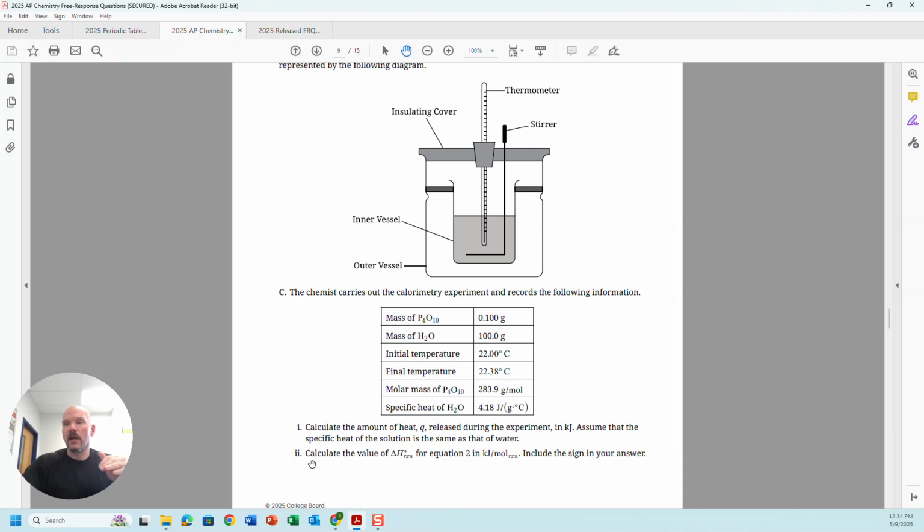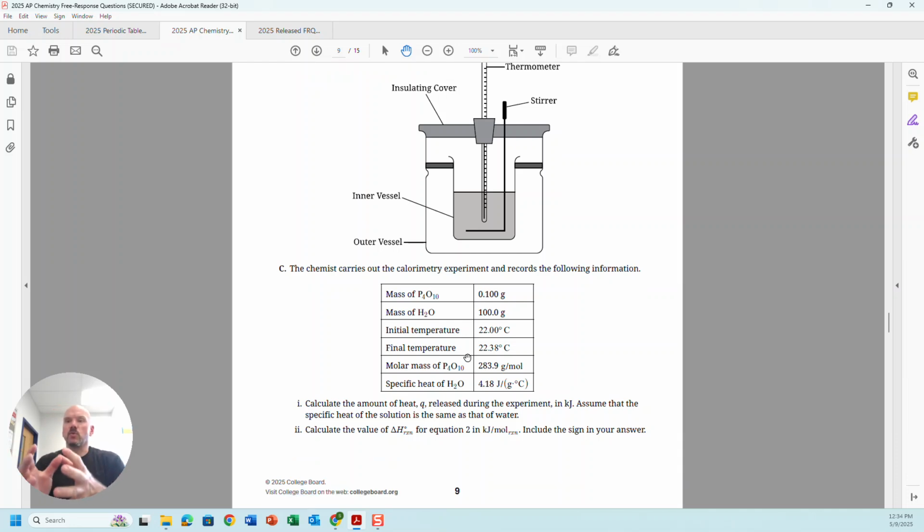Remember, the thermometer is measuring the temperature of the surroundings. So the temperature of the surroundings increased. That means that as the reaction proceeded, it was releasing energy to the surroundings. That's why it's exothermic. If you saw that the final temperature was lower than the initial temperature, you would say, oh, delta H is positive because it's an endothermic process, because the reaction was absorbing energy from the surroundings. But here the temperature of the surroundings increased, so the reaction was releasing energy to the surroundings.